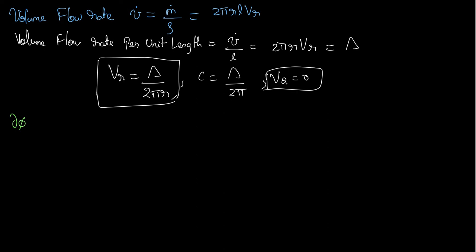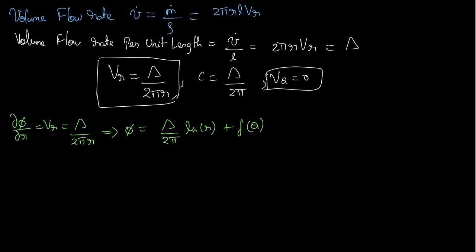So it is ∂φ/∂r equals vr, which is λ/2πr, and if I integrate this I get φ equals λ/2π. I'm integrating with respect to r, so I get a logarithm of r, because the integral of 1/r is logarithm of r, and I get an f of θ, which is the function of integration. This is partial integration.